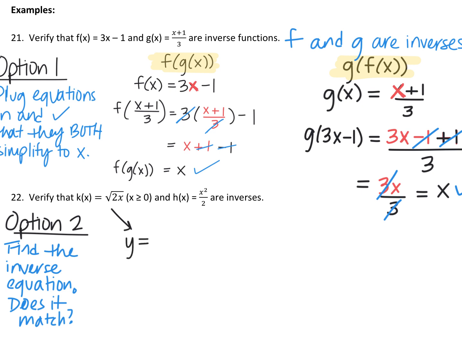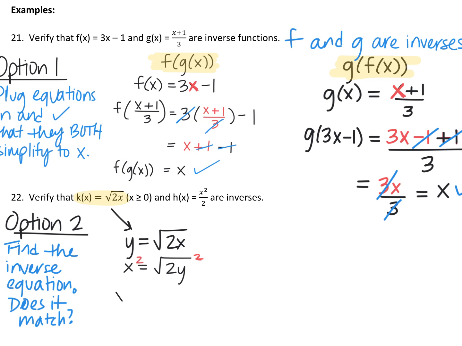So y equals the square root of 2x. This is k. What's the first thing you do when you find the inverse? You remember? Swap. Make it x equals the square root of 2y. Okay, now you solve to find the inverse. How do you undo a square root? Square it.